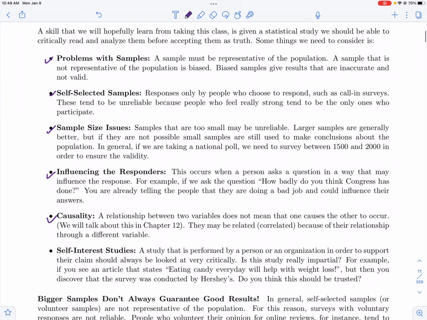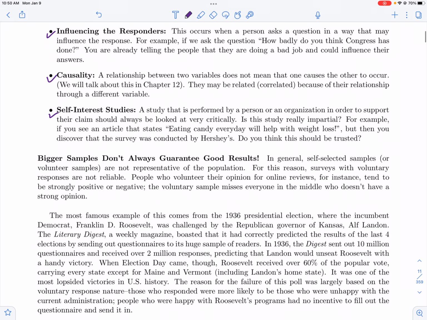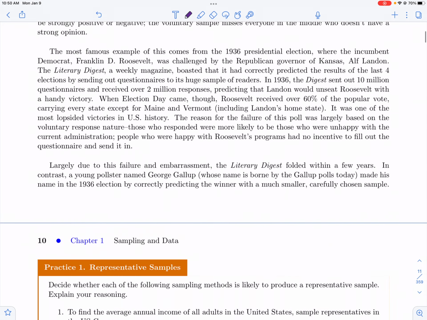And then self-interest studies are ones that are performed by an organization in order to support a claim, that they should be looked at critically. For example, I put on here, eating candy every day will help with weight loss. Of course, we'd like that to be true, but if we look at who actually was running the surveys, it was Hershey's Chocolate. Of course they're going to benefit if they can convince more people to eat candy and stuff like that.